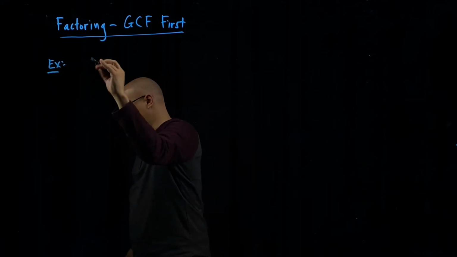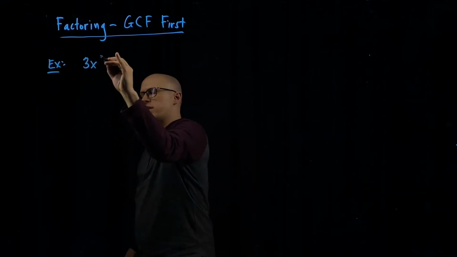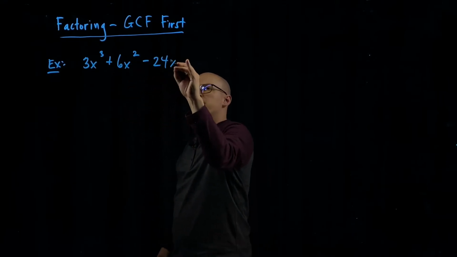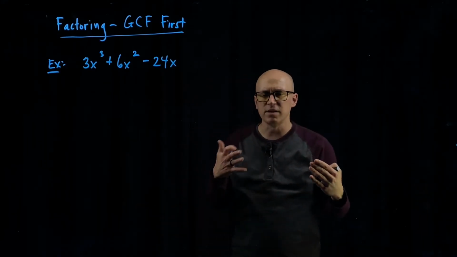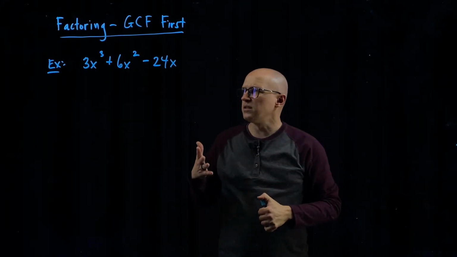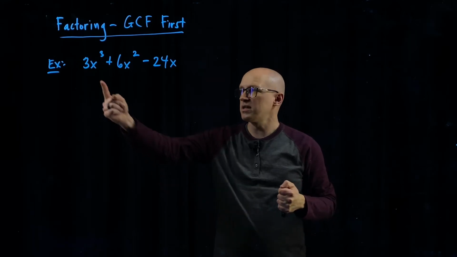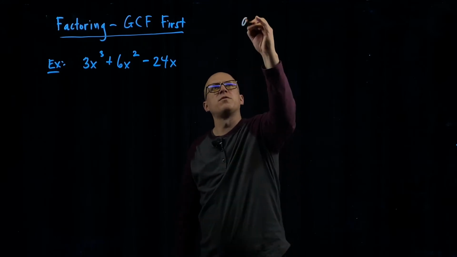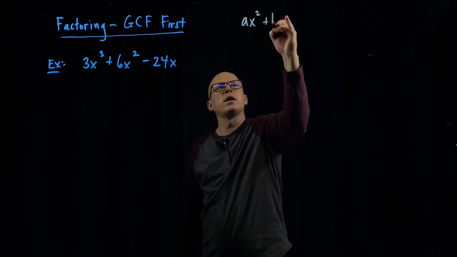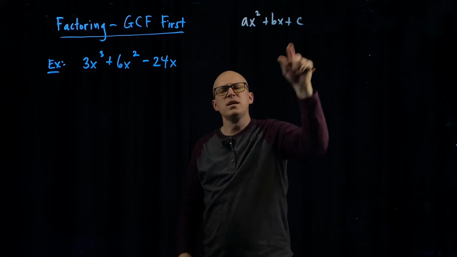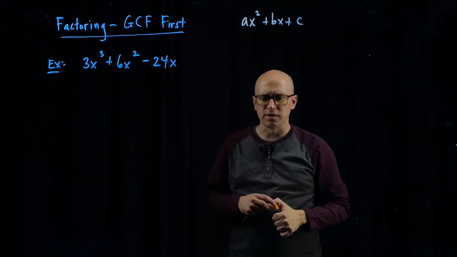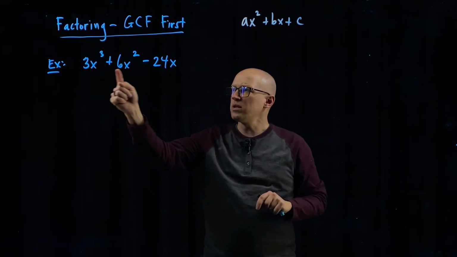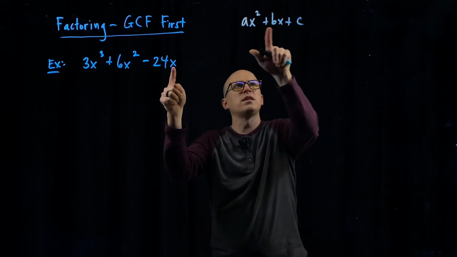So let's start with an example here. Let's say we're going to start with 3x cubed plus 6x squared minus 24x. And our goal is going to be to continue to factor. But this is a little different because right away we probably notice that each of these has an x term. Normally, as we've been factoring so far, we've been factoring things like ax squared plus bx plus c in this type of formation, which is called standard form. And this is going to be related to this, but we notice that each of these has an x, and only these two have an x.